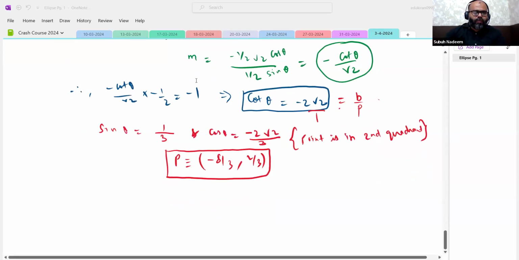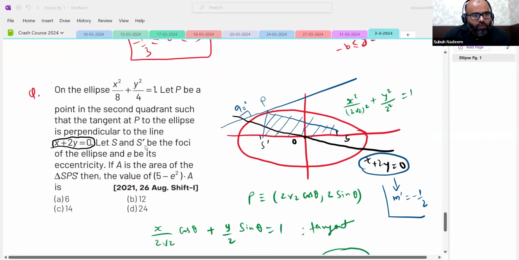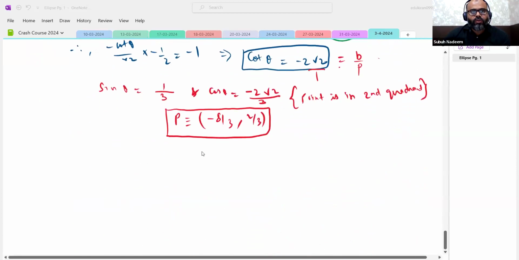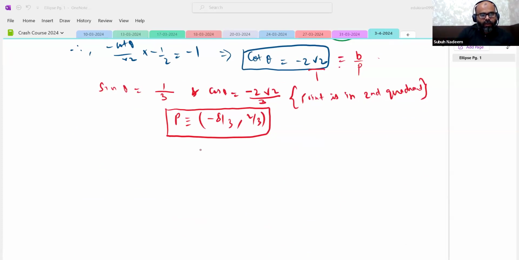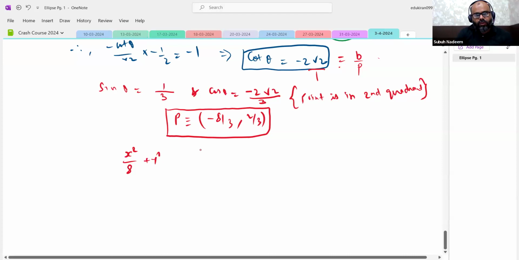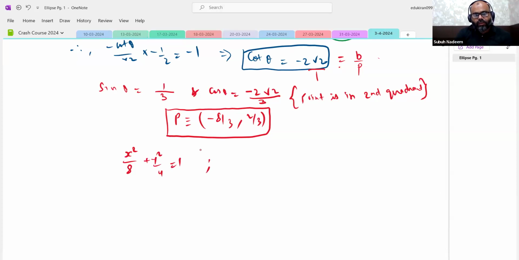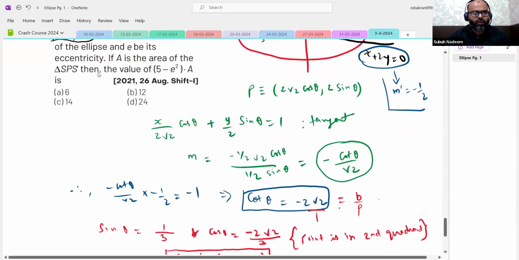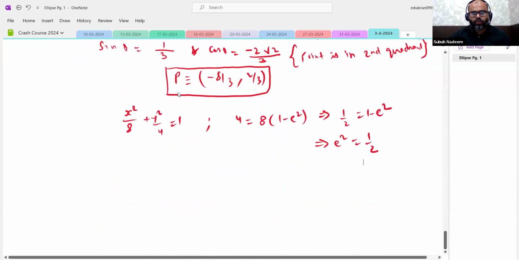So now point P we have got. Now area and eccentricity also we need to know. So x square by 8 plus y square by 4 is equal to 1 is there. So for eccentricity, b square is equal to a square into 1 minus e square. So from here it will become 1 by 2 is equal to 1 minus e square, and e square will become 1 by 2. 1 minus 1 by 2 is 1 by 2. This will be e square. Okay. And a also we need to find.